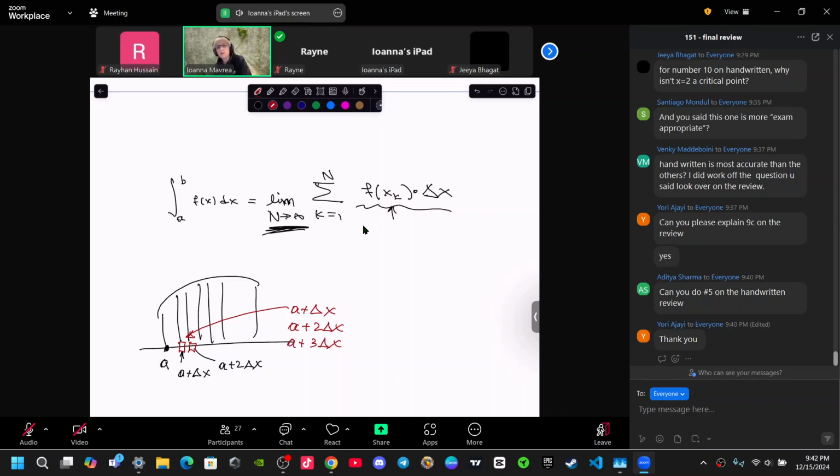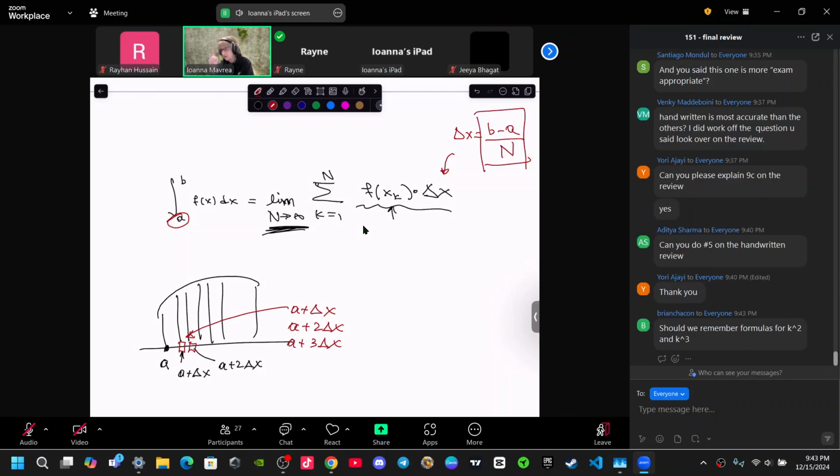So whatever the function is, nobody's going to give it to you directly. You can tell what it is, because instead of x's, you're going to have this number plus a bunch of delta x's, and they won't say delta x. You will see in the formula what delta x is equal to. Delta x is always equal to b minus a over n. Your delta x will have a capital N in the denominator.